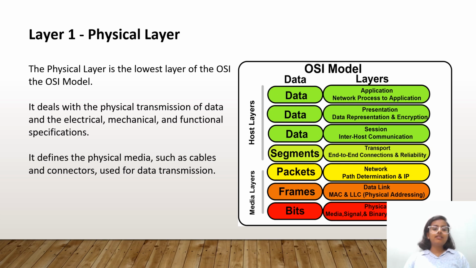First, we can see the first layer of the OSI reference model. First is physical layer. The physical layer is the lowest layer of the OSI model. It deals with the physical transmission of data and the electrical, mechanical, and functional specifications. It defines the physical media such as cables and connectors used for data transmission. This is a physical layer structure. It has host layers, media layers, data layers like bits, frames, packets, segments, etc.